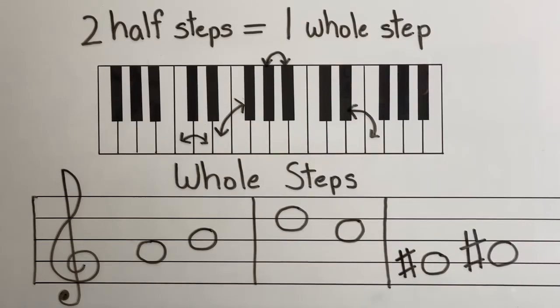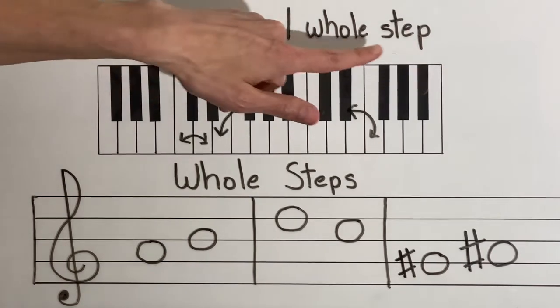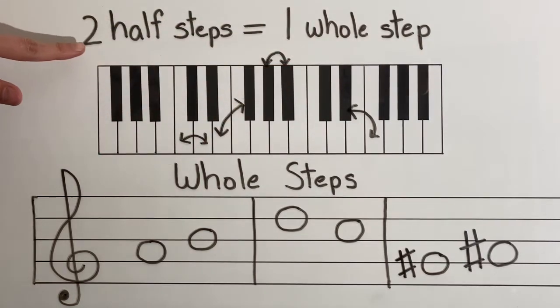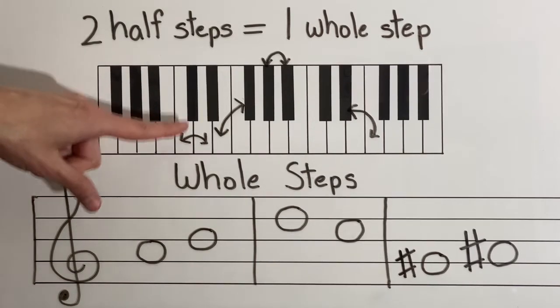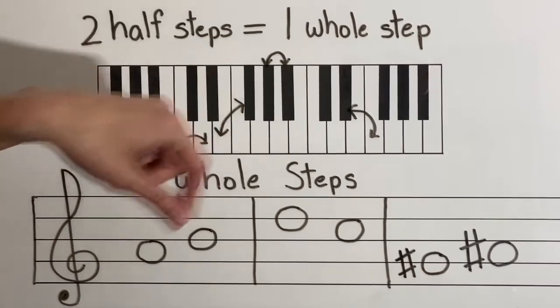The second type of step we're going to learn about today is called a whole step. And the best way to describe whole steps is in terms of half steps. Up here I've written 2 half steps are going to equal 1 whole step. 2 halves always equal 1 whole. So that's going to make it easy for us to find our whole steps. As we come down to the piano, we're going to notice our pattern for our half steps, white to black, black to white, and so on, going all the way up.